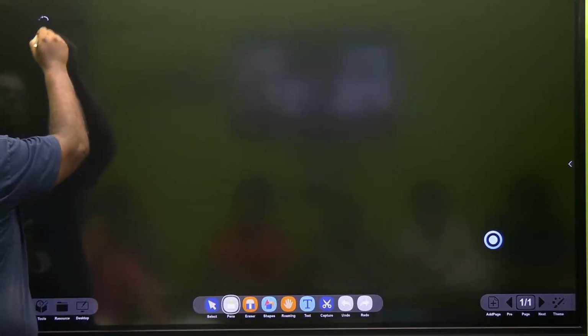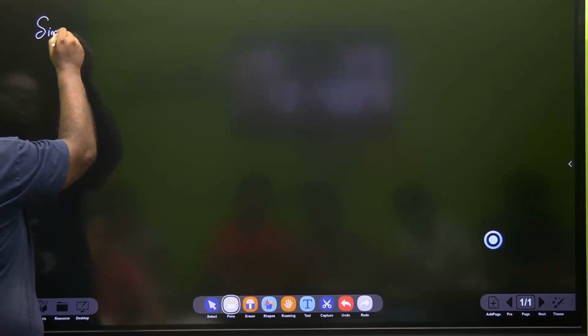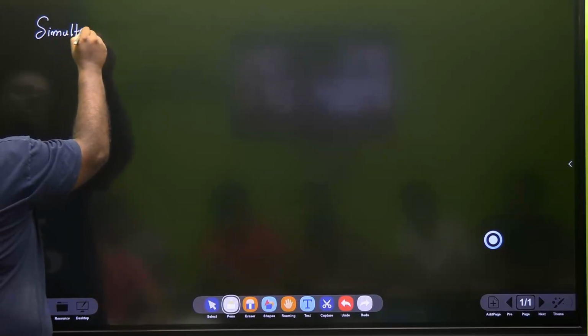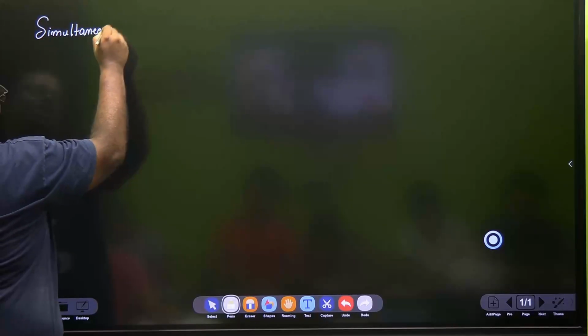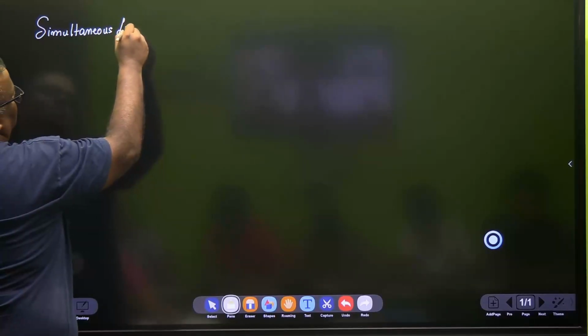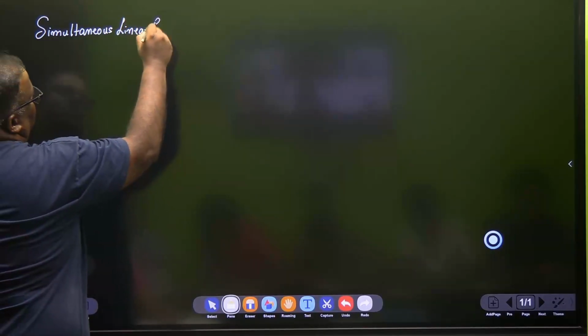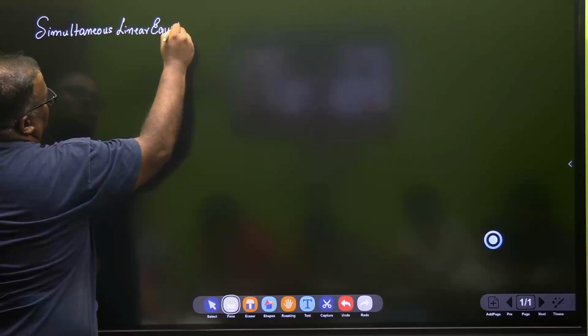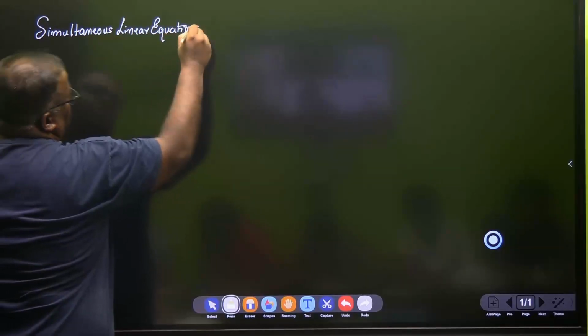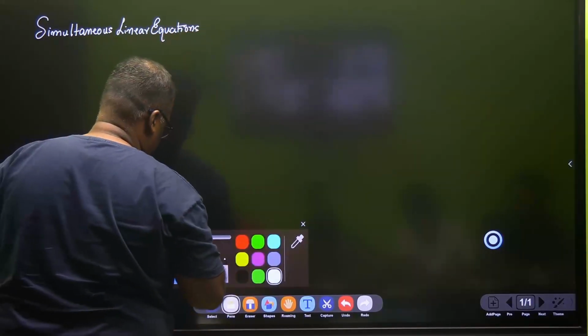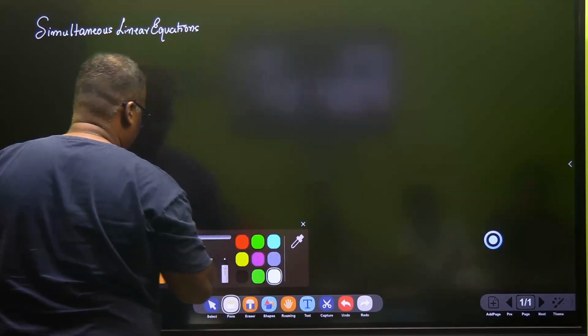Okay. So our chapter is linear equations in two variables. This is also written as simultaneous linear equations in many other books of mathematics. Simultaneous linear equations. Okay. And this is linear equations in two variables. What is so different out here?